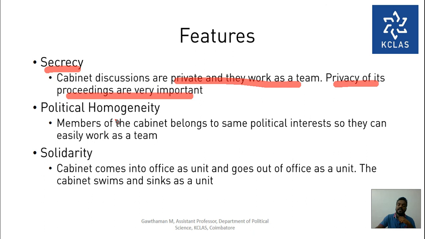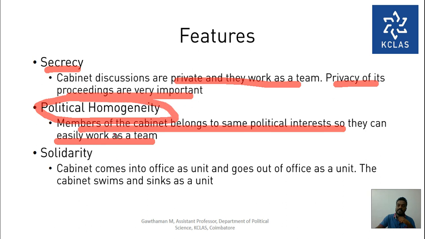Then political homogeneity. Homogeneity means similarity. The members of the cabinet belong to the same political interest, so they can easily work as a team. So there will be very little difference of opinion in the cabinet. That is why political homogeneity exists in such a system.